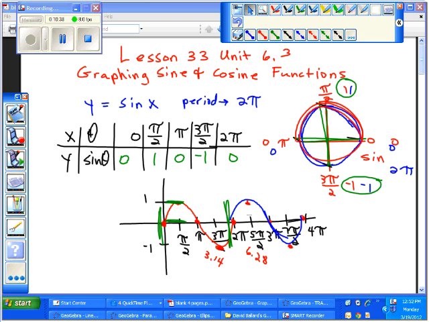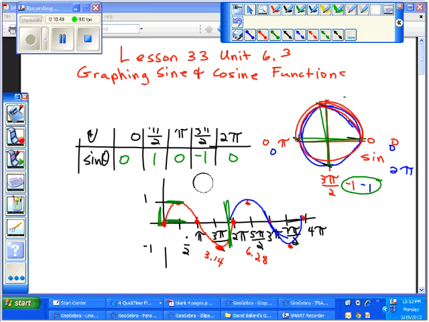All right. Now, let's go to the cosine wave. So we're going to start again, but this time we're going to start with y equal cosine x.